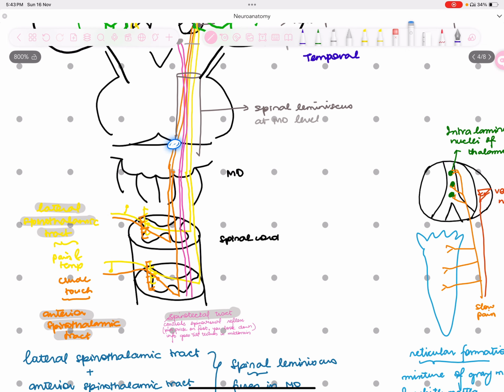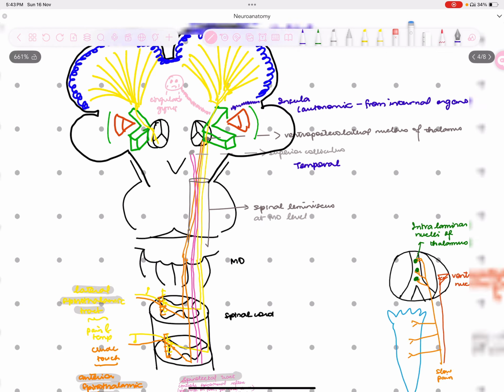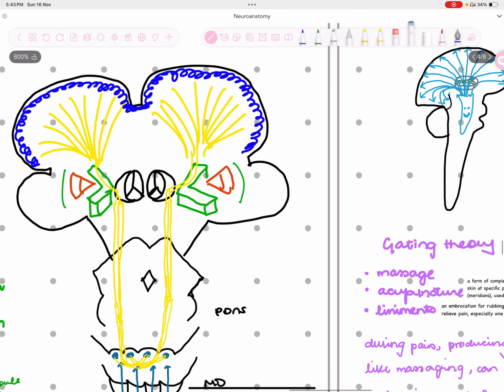So the ones in the middle will be from the cervical segments, and the ones at the lateral will be from the lower segments, which are the sacral segments, right? So this is for the lateral spinothalamic tract. It terminates at the substantia gelatinosa and then goes to the contralateral white column, and then ascends, and it also forms the spinal lemniscus at this level of the medulla oblongata. There it forms the medial lemniscus, right here. Don't forget the medial lemniscus here, right after decussation.